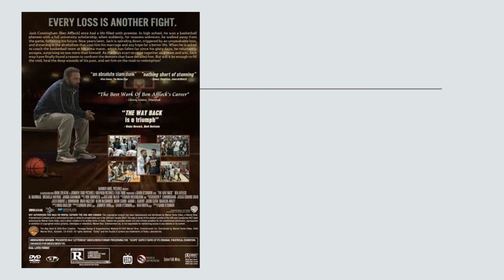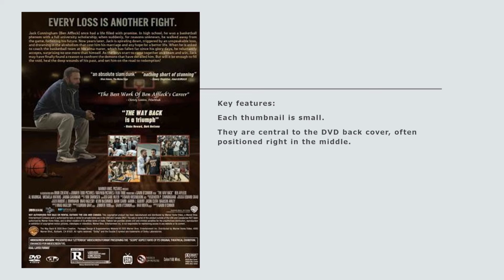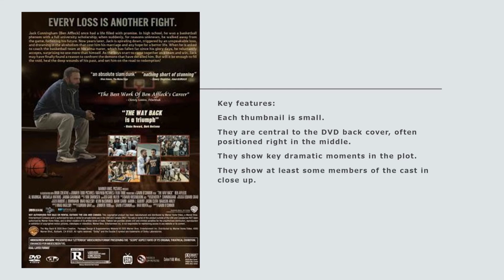Let's recap then the key things that you need to consider when creating the thumbnails for your particular DVD. Each thumbnail should be small. They are central to the DVD back cover, often positioned right in the middle. They show key dramatic moments in the plot. They show at least some members of the cast in close-up. They are framed in a way that suits the genre.